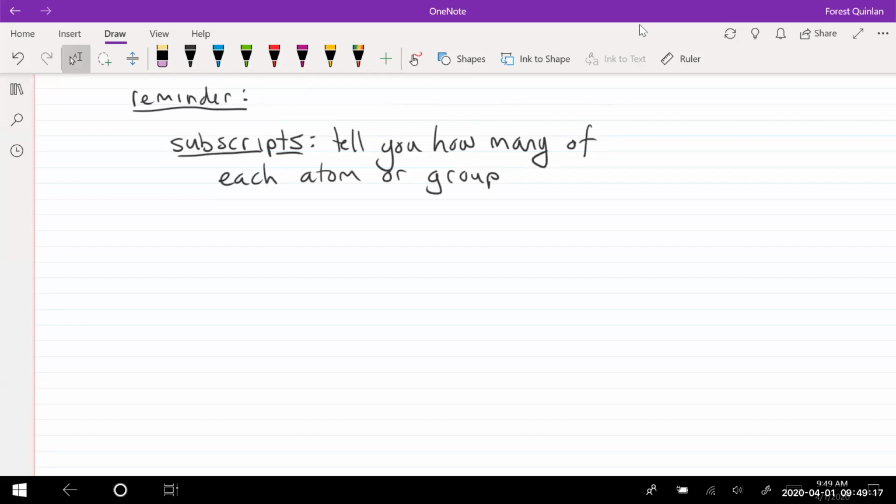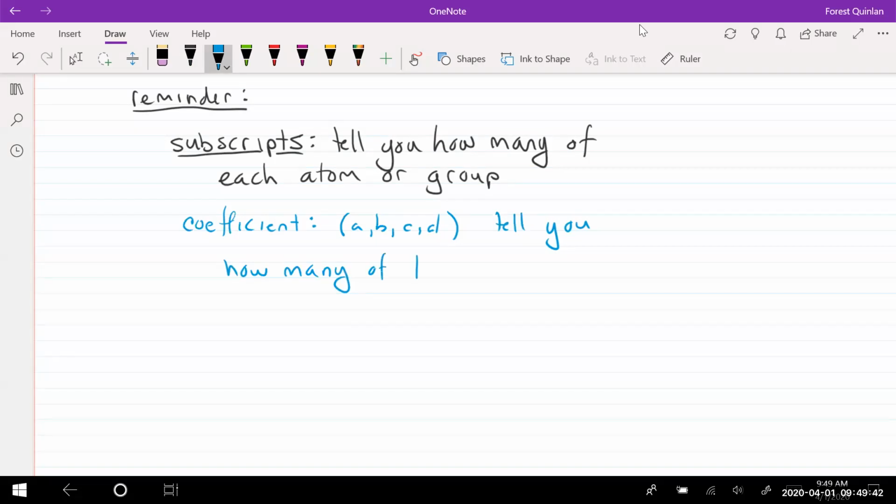The coefficient, that's that blue thing out there. Remember, that's that A, B, C, and D. These will tell you how many of that chemical compound.